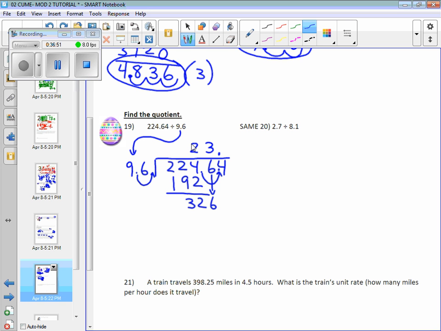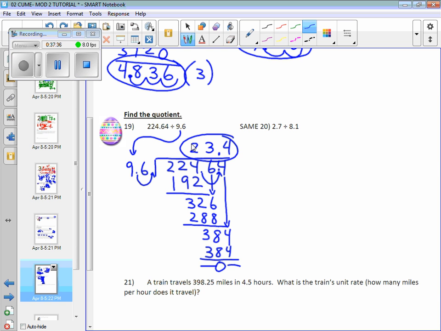And for me, that is going to make 288. Subtract my difference, I get 38. Bring down my 4. And 96 into 384 goes exactly 4 times. And when you have no remainder, it is considered to terminate. We have what's called a terminating decimal here. So my final answer is 23.4.